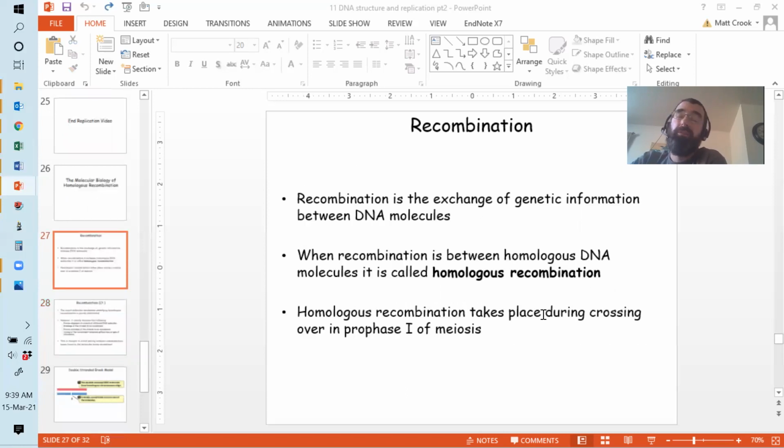And this is called homologous recombination because it's going to be between homologous chromosomes, right? That's the only way that you can really accurately do this, because if you were to do it with any other chromosome, well, you just get a complete total mess, basically, right?